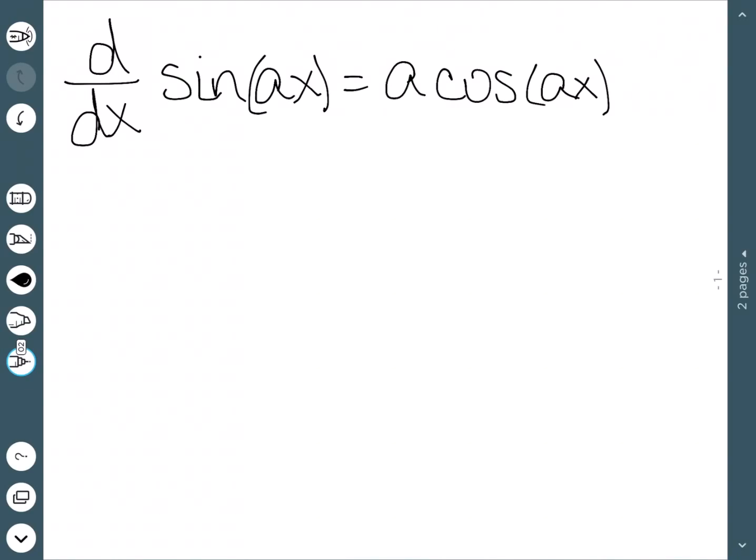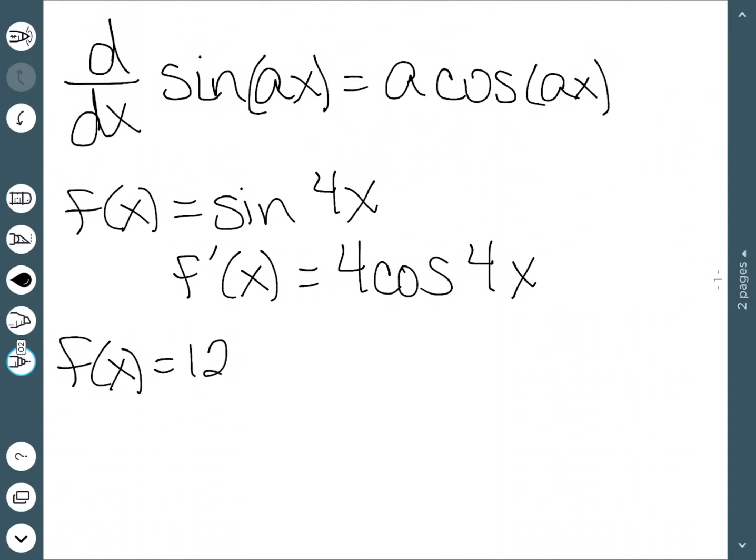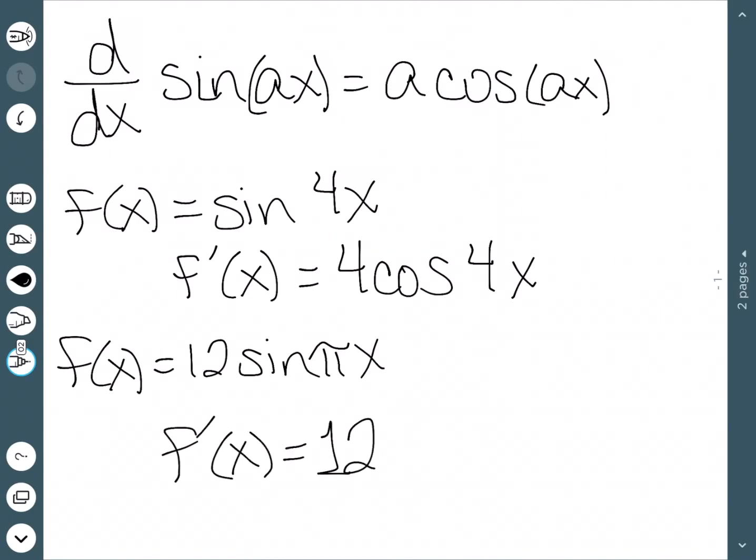The derivative of a function that looks like sine of ax, where a is any real number, is a cosine ax. So, for instance, if f of x is sine of 4x, then the derivative, f prime of x, is going to be 4 cosine 4x. If our function's something like 12 sine pi x, then our derivative will be 12 pi cosine pi x.